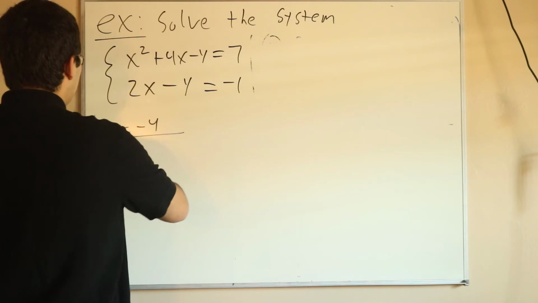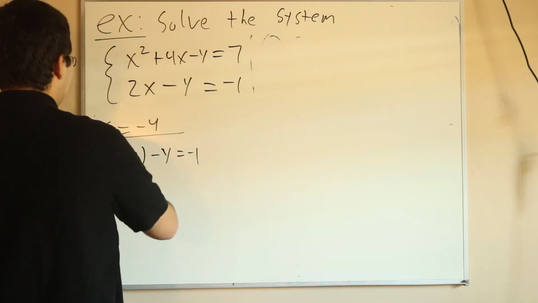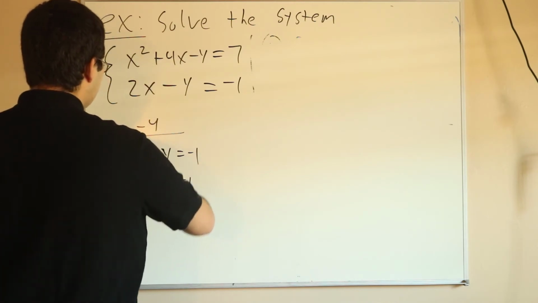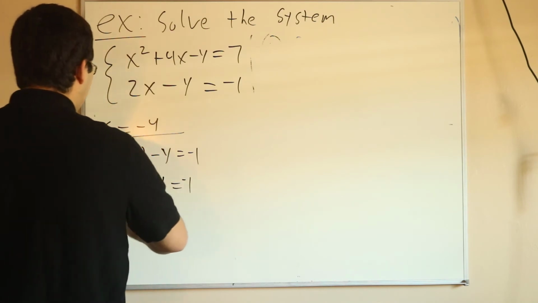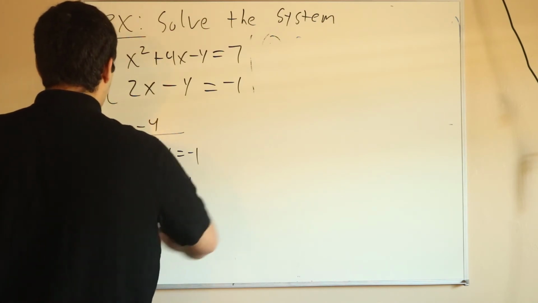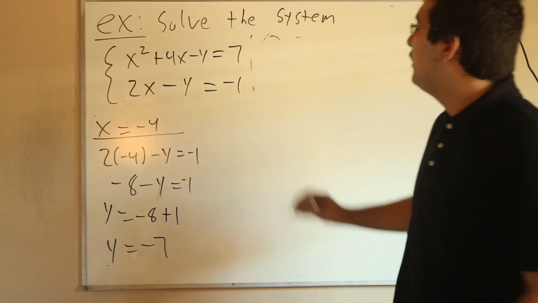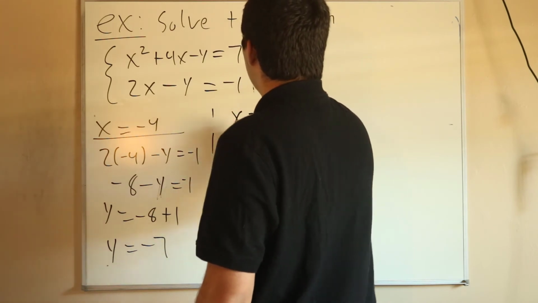So you're going to have 2 times minus 4 minus y equals minus 1. So you're going to have minus 8 minus y equals minus 1. Adding the y over, adding the negative 1 over, we're going to have y equals minus 8 plus 1, so y equals minus 7. Beautiful. Okay, solving for the other one, x equals 2.